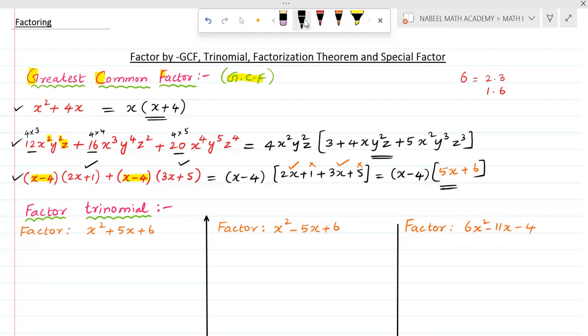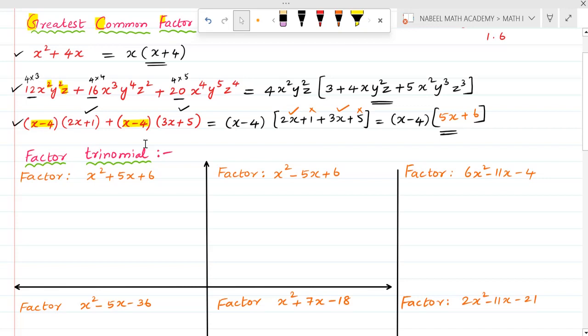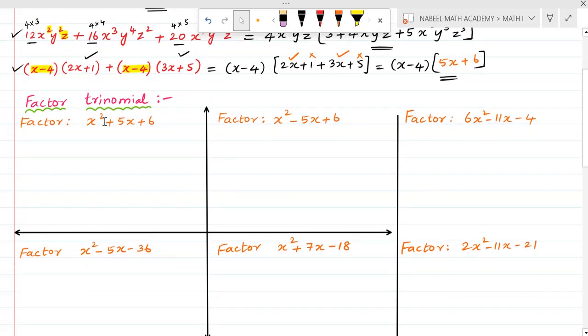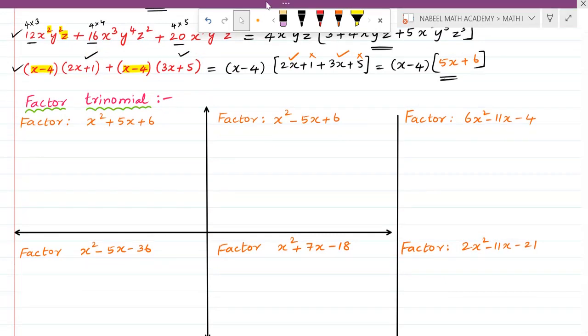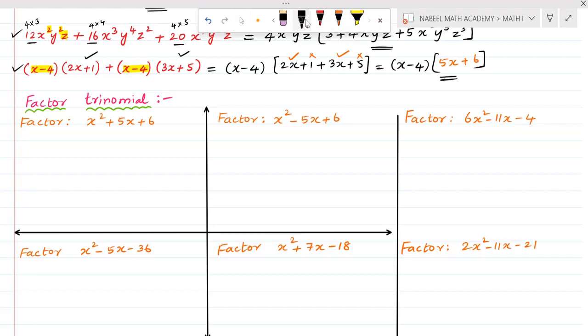So if you study these 3 types of problem, the whole GCF problem is over. So only you will have the 3 kinds of problem in the greatest common factor. Now coming to the next one, the factor trinomial. What do you mean by trinomial? You will have 3 terms. So this is a very important technique we will follow in all the mathematics.